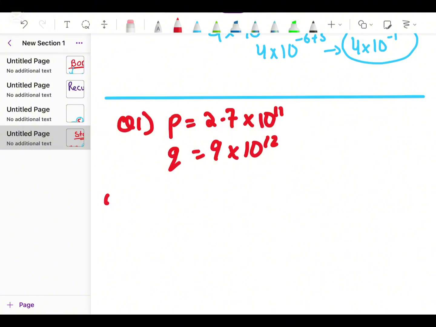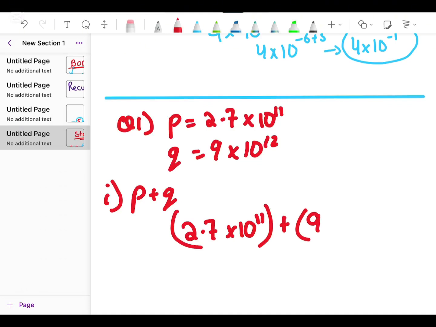For example, the part 1 is p plus q. The value of p is 2.7 multiplied by 10 raised to the power 11 plus q value is 9 multiplied by 10 raised to the power 12. Now listen to me carefully. In addition and subtraction, you have to remember that rule. In addition and subtraction, you can only add and subtract when the power will be same.